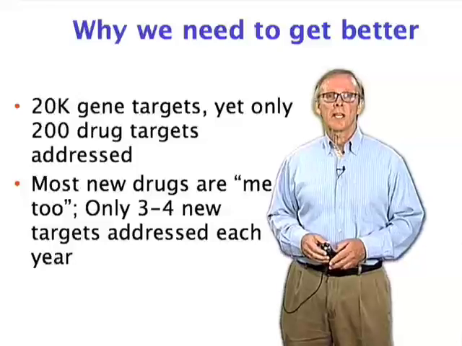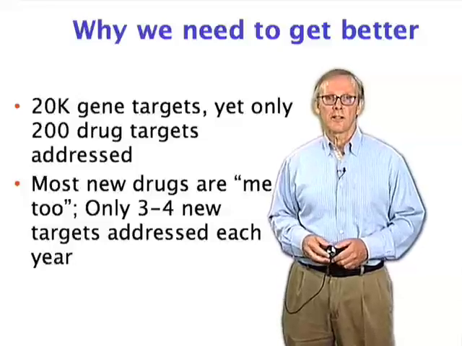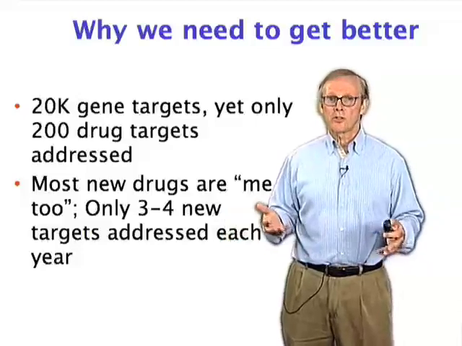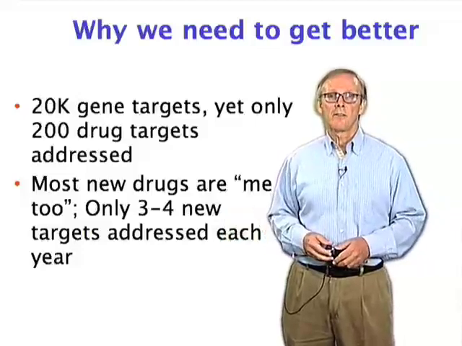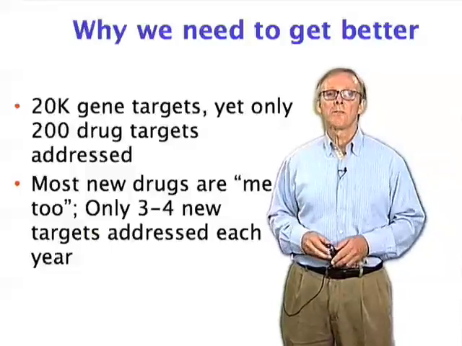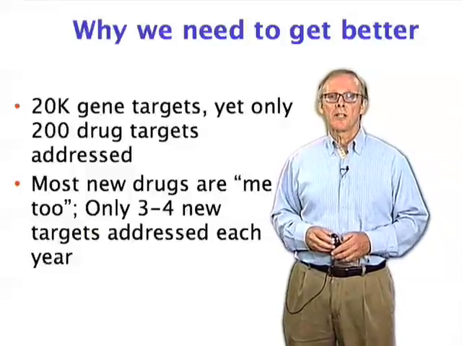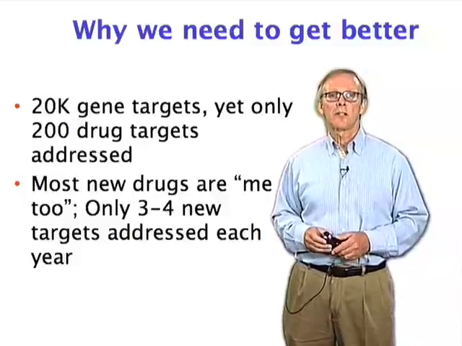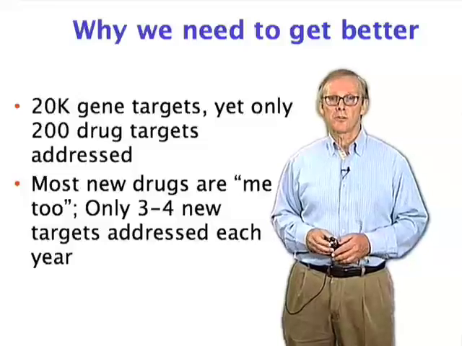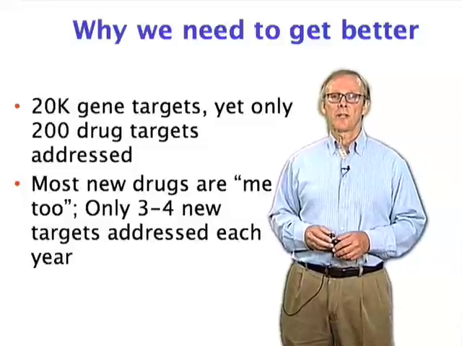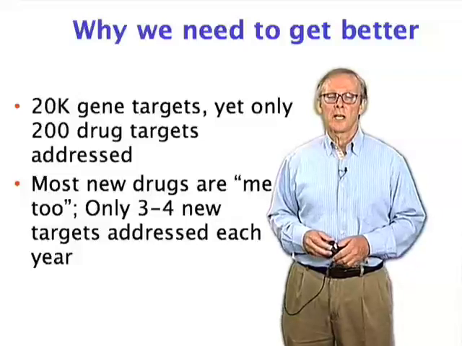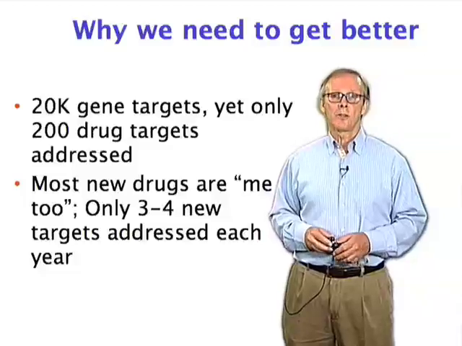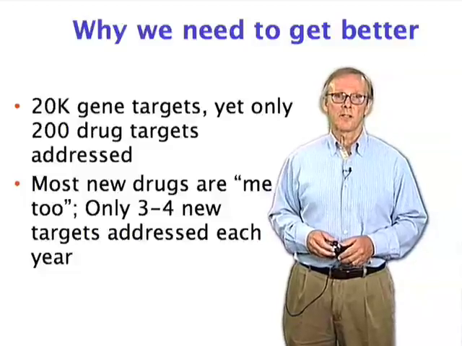Now, how are we doing in this process? Well, there's something like 20,000 gene targets, meaning 20,000 genes that encode for proteins. There's not a one-to-one correlation between each of those and a disease, but you could imagine that we should be able to find a lot more drugs, because currently there's only 200 drug targets that are addressed. That means we're a long way from really saturating the genome, or the proteome as it were, with potential compounds that can affect disease.